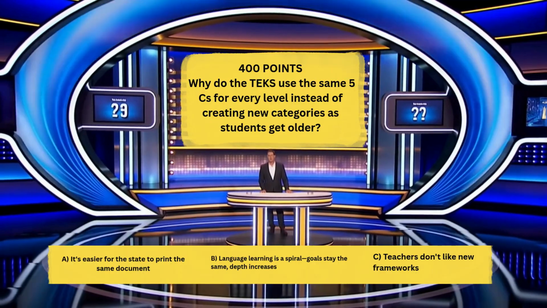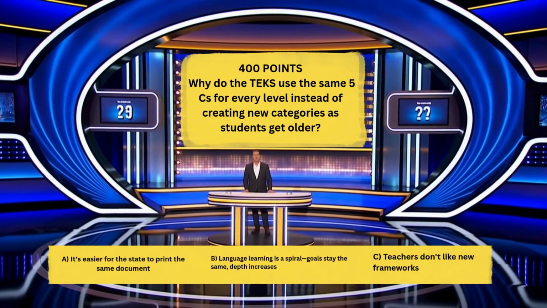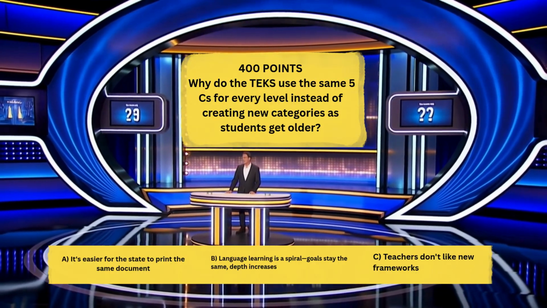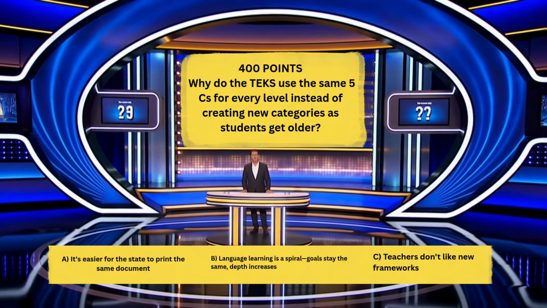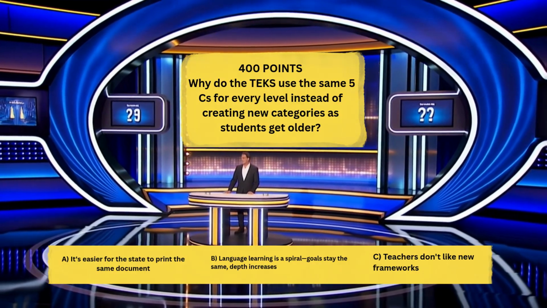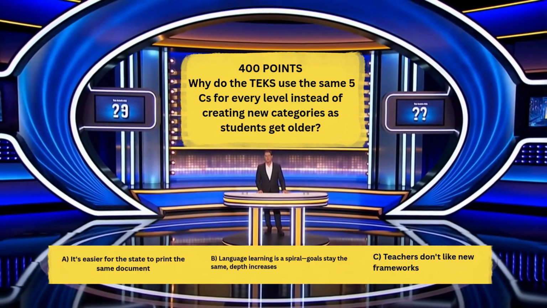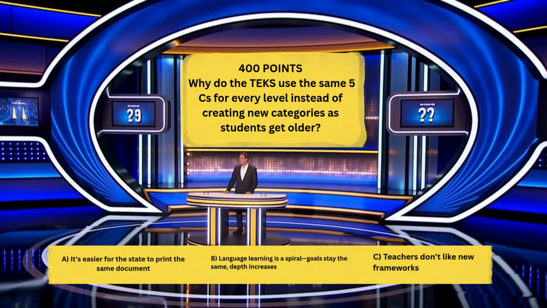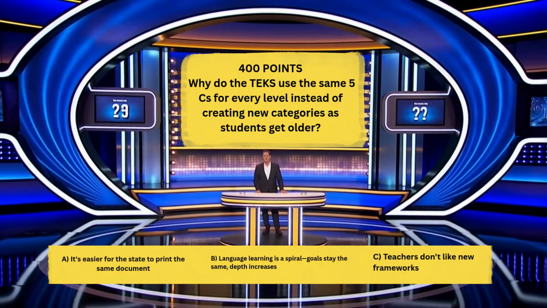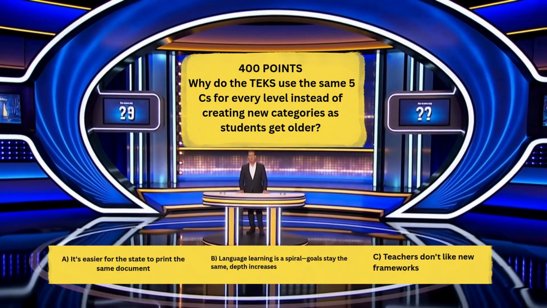Answer B, language learning is a spiral. You never finish communication. In level 1, you communicate with memorized phrases, but in level 4, you communicate with arguments and evidence. Same goal, deeper complexity. That's the spiral. Add 400 points if you got this.